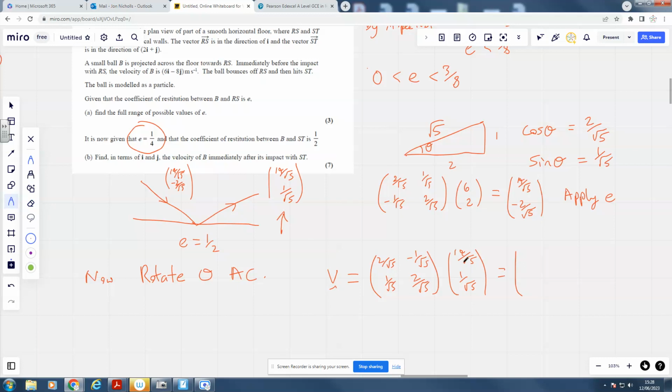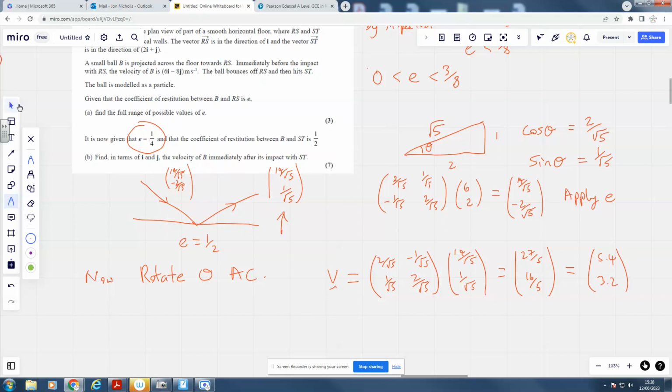Okay, right, that times that plus that times that is 28 over 5 minus 1 over 5, which is 27 over 5. And then that times that plus that times that is going to be 14 over 5 plus 2 over 5, which is 16 over 5. And so I hope the final answer, and let me know if it isn't, is going to be 5.4i and then 3.2j. Yeah, and there we go. That is, in terms of i and j, the velocity of B immediately after impact.